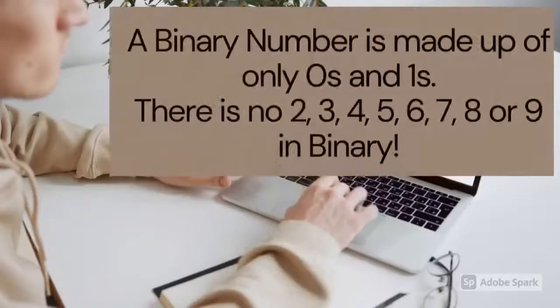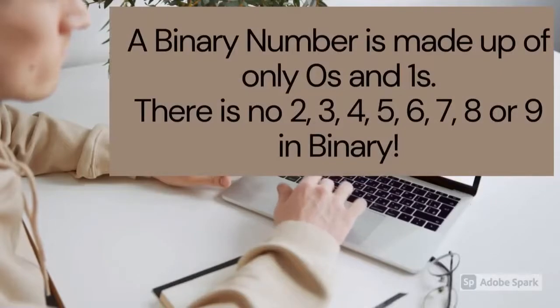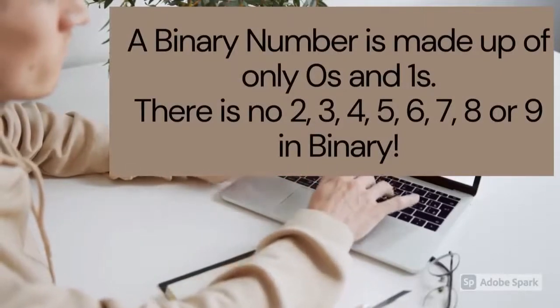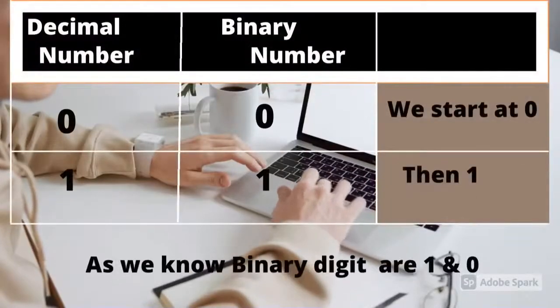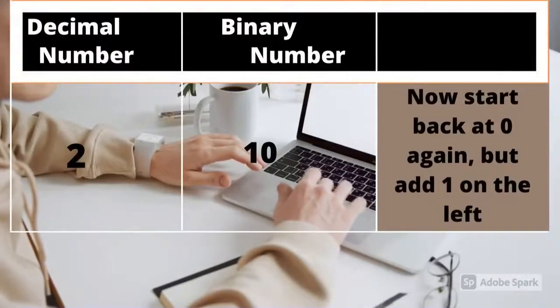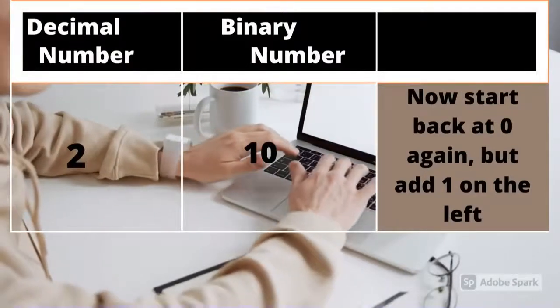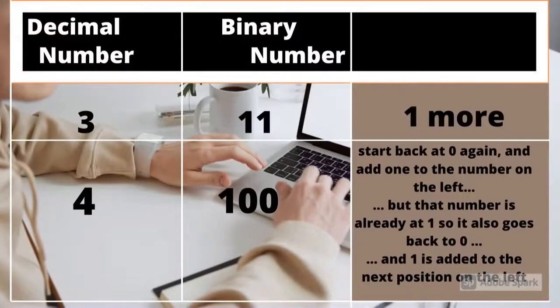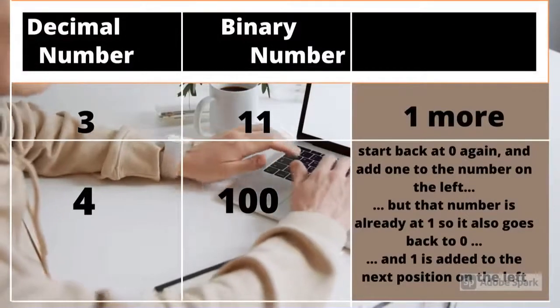A binary number is made up of only 0 and 1. There is no 2, 3, 4, 5, 6, 7, 8 or 9 in binary. We start at 0, then 1. Now start back at 0 again, but add 1 on the left. One more. Start back at 0 again, and add 1 to the number on the left.